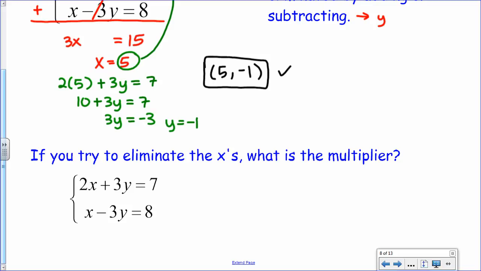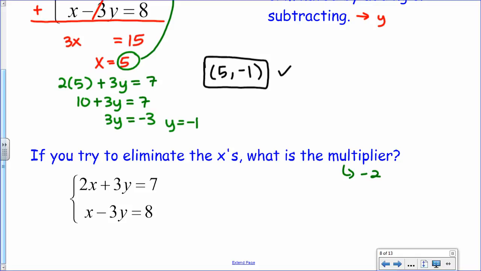So what would I multiply the bottom equation by? If I wanted the x's to eliminate, what would I multiply the bottom equation by? Okay, I can multiply it by 2. And then they'd have the same sign, so I'd have to subtract. But if I want to add, and I usually do try to add just because you're less likely to make mistakes, I will multiply by negative 2. So the multiplier I would use would be negative 2.